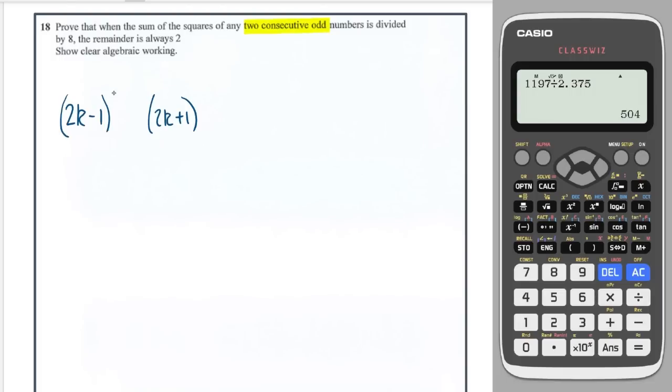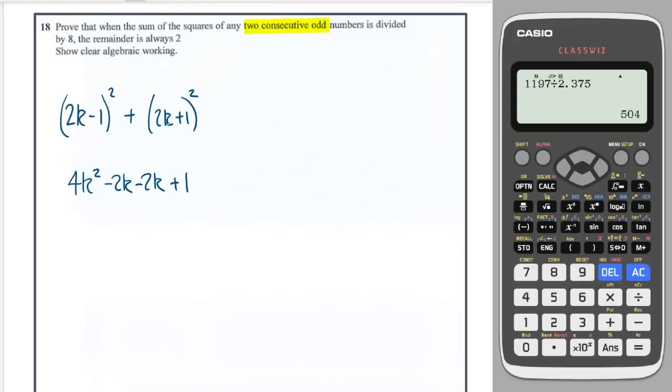And it's the sum of the squares. So I've got to square them and add them together. Okay, let's do that. Let's multiply out. So if I'm multiplying out a square bracket like this, I'm going to get 2k times 2k is 4k squared. I'll get minus 1 times 2k. And I'll get 2k times minus 1. And I'll get minus 1 times by itself, so that's plus 1.